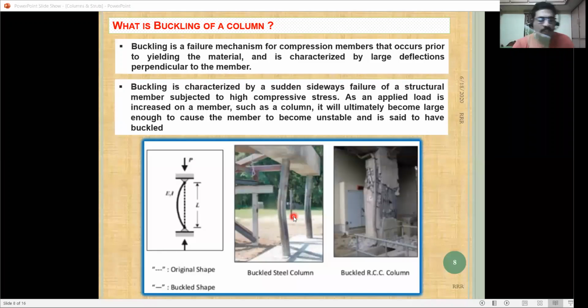The same thing, I think you might have seen in the SM lab, you might have done a tension test of a steel. When you apply tension to the steel material, it will try to elongate. At that time the center portion of the material will have less diameter than the original diameter. That type of property we call yielding, right? So now we know what yielding is.